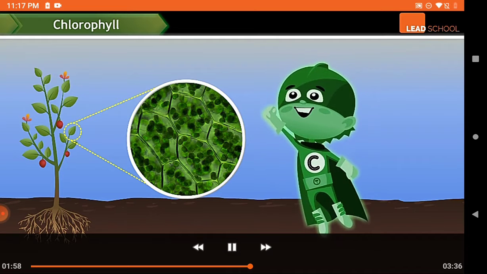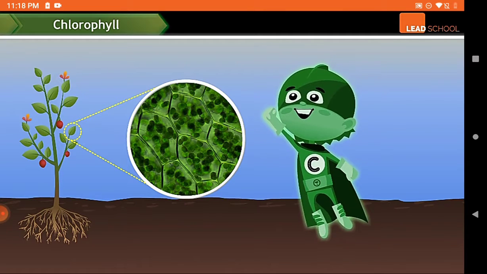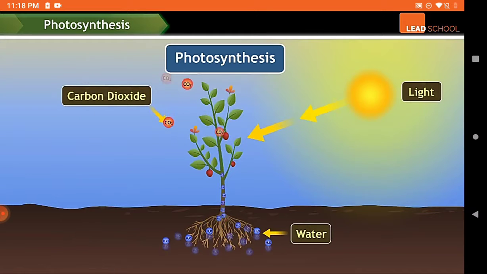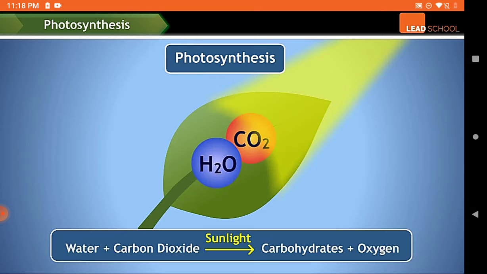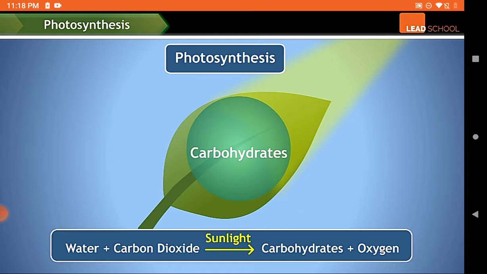It is truly the superhero of food production. Now, this trapped energy is used for the photosynthesis reaction, where water and carbon dioxide are combined to create carbohydrates, that is, food.